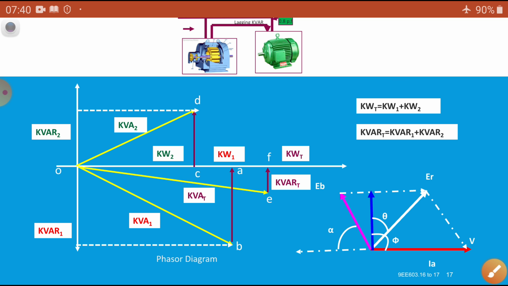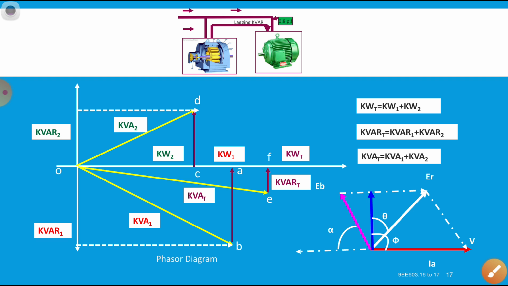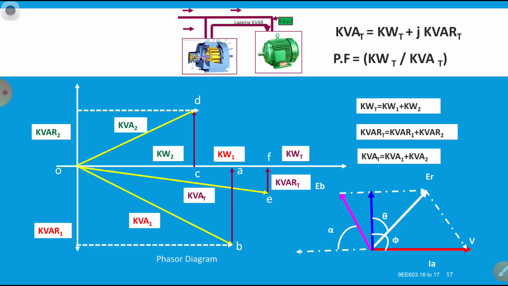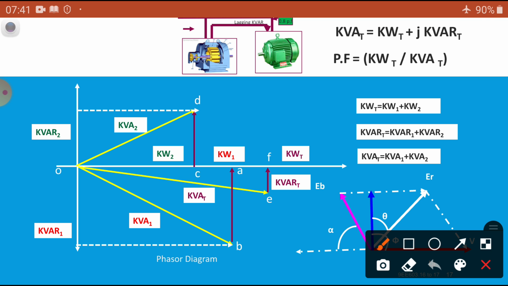we are going to get the total kVA. kVA is equal to kVA1 plus kVA2. All are vector sums. The total kVA is equal to kW plus active power plus reactive power, as you know the power triangle. Then what is the power factor? Now here we are going to get that. So finally we are going to get this, the final value.